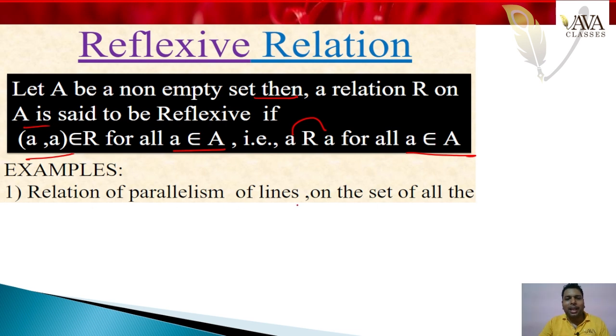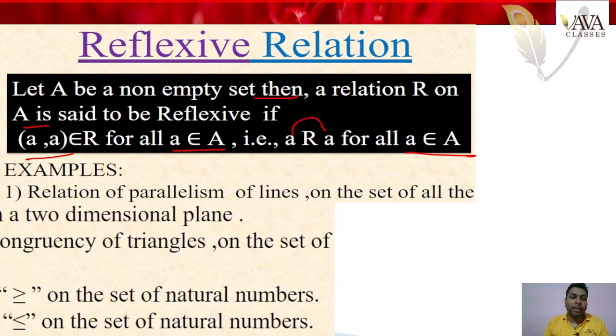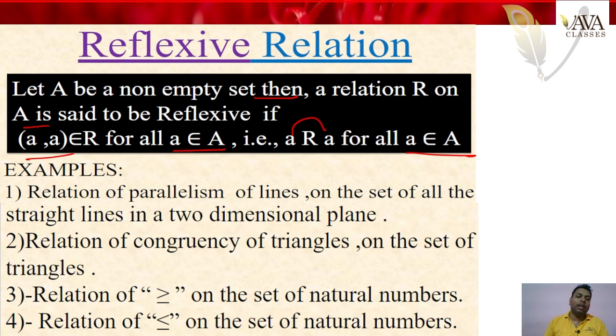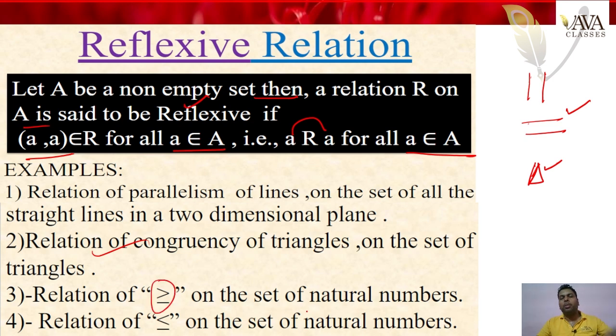The relation of parallelism of lines on the set of all straight lines in a two-dimensional plane. Suppose there are lots of lines here, and we are only selecting parallel lines. Then every line is parallel to itself, so it is reflexive. Now the relation of congruence of triangles on the set of triangles. Every triangle is congruent to itself, so the relation is reflexive.